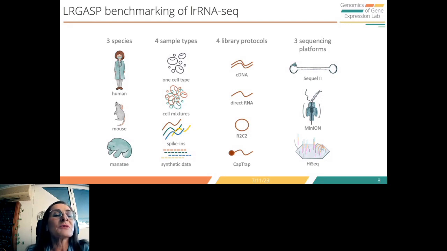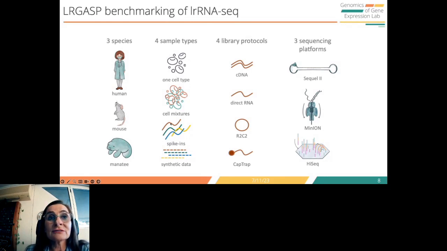So in this benchmarking effort, we had different species. We used human, mouse, and the manatee. The idea of including the manatee was to also have a non-model organism, a species for which not a lot of genomics resources were available. So we included that in the assessment.